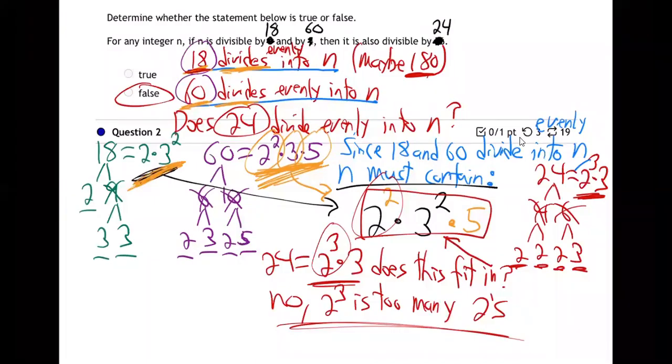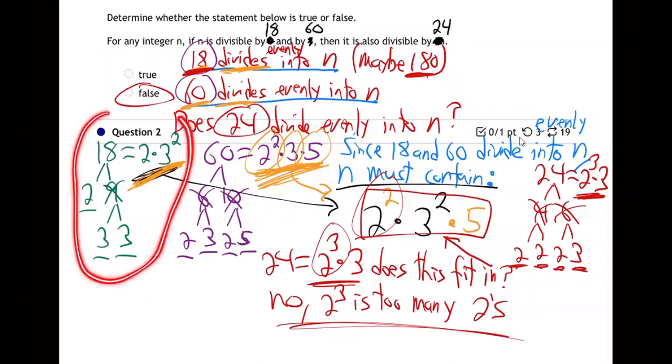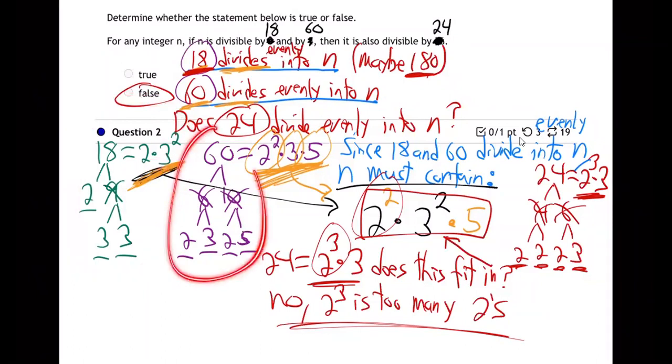So on this one, the 18, that's a good question. I just took the 18 over here and I broke down the 18. It's 2 times 3 squared. And then I broke down the 60. It's 2 squared times 3 times 5.